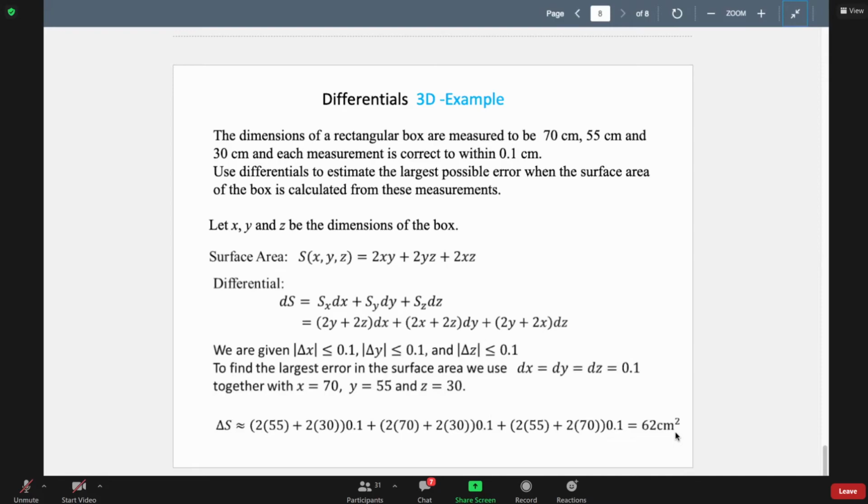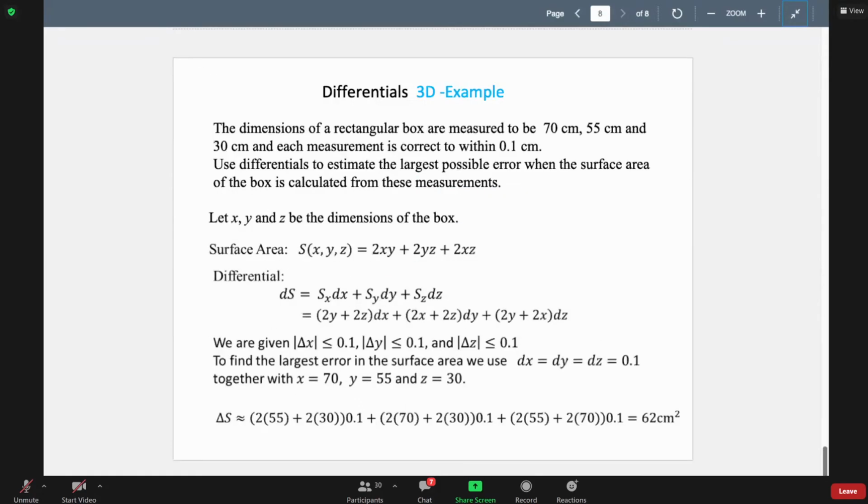Of course, the area is much bigger, but that's the biggest error you will make. If you are lucky and your measurement is smaller, the error is smaller, but that's the worst case scenario. Let's put it this way: the biggest error you can make is 62 square centimeters. Quite big, yeah, but still, those are the computations.